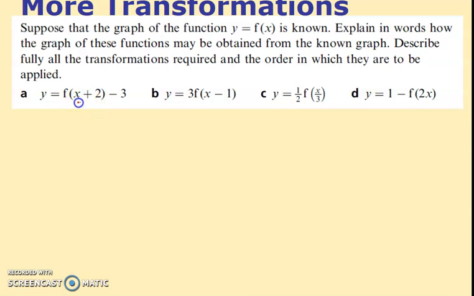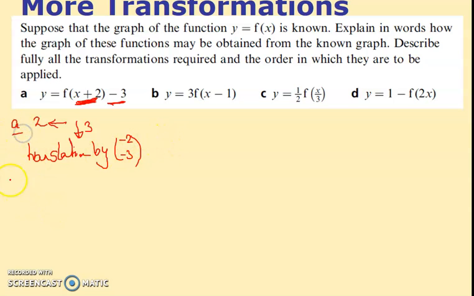And here it says f of (x plus 2). So I'm thinking to myself, that's a translation, 2 to the left. Okay, so I'm going to go 2 to the left. Oh, and it's got a minus 3 outside, and I know it's going to go down by 3. So I'm thinking this is a translation by the vector (minus 2, minus 3). You don't need to write by the vector, but you can just say minus 2 and minus 3. So I think that first one's done. That's A, isn't it? What's B going to be?